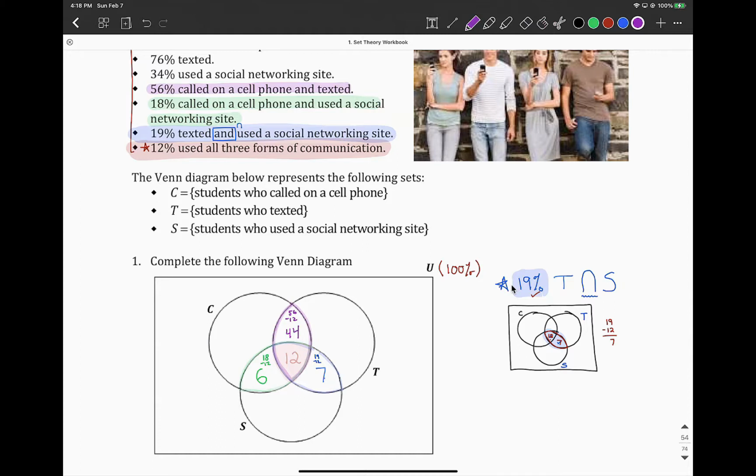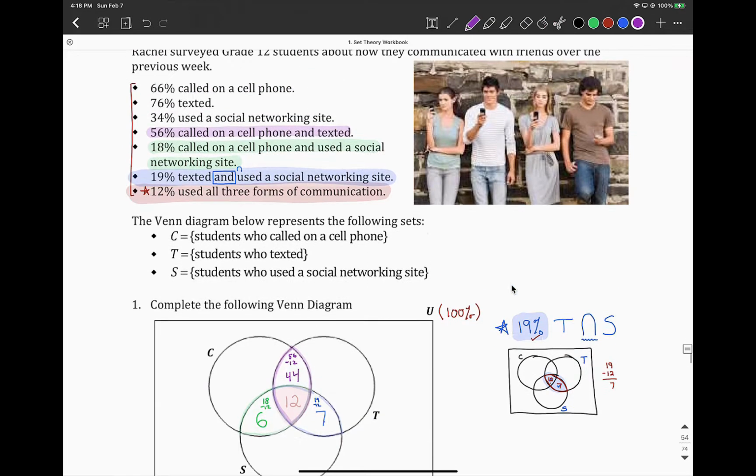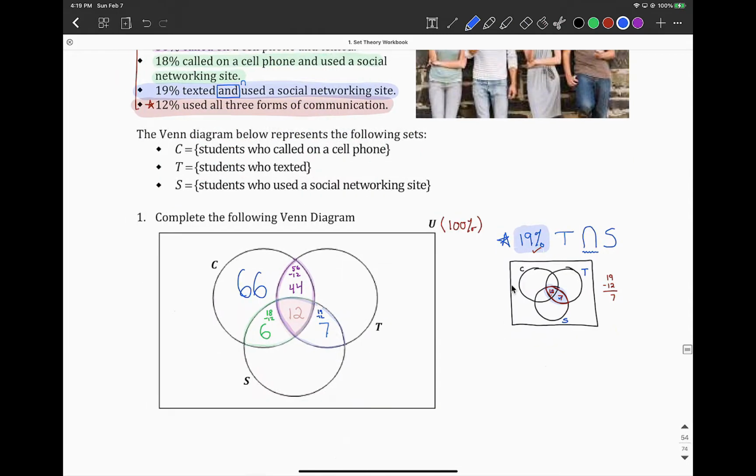And I've worked out the center and some of all of these intersections. And now I can start worrying about some of these outside statements. And again, we use the same exact logic. When they say, for example, that we have 66% of people calling on a cell phone, that again does not allow us to fit 66, because as you can see, I've broken my 100% pretty quickly now.